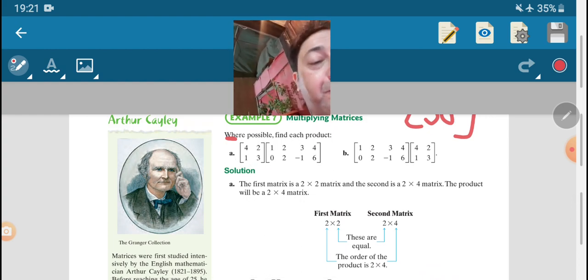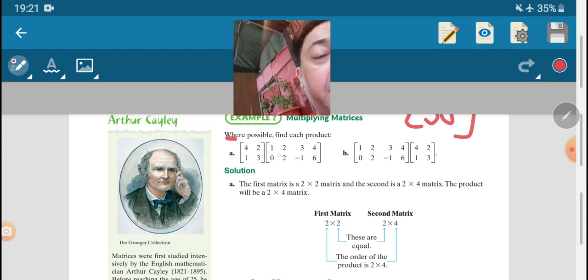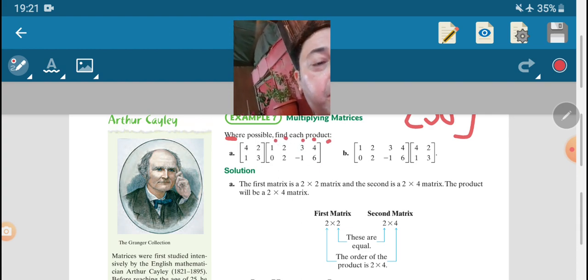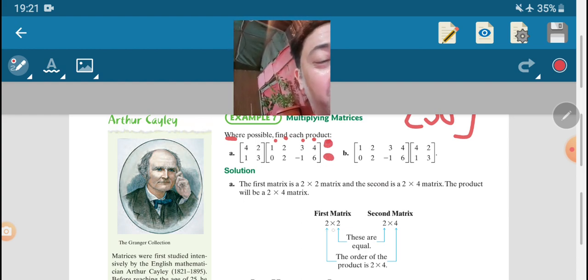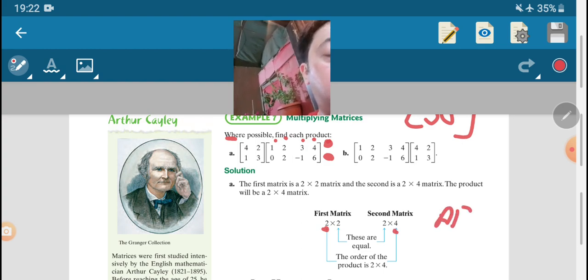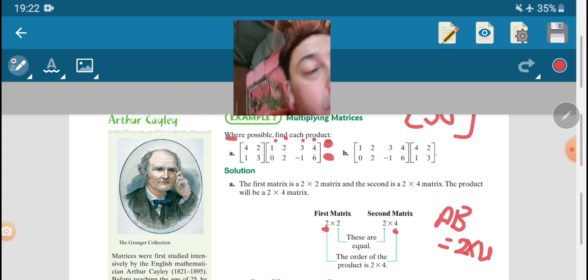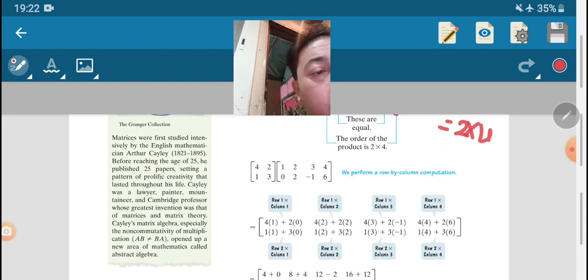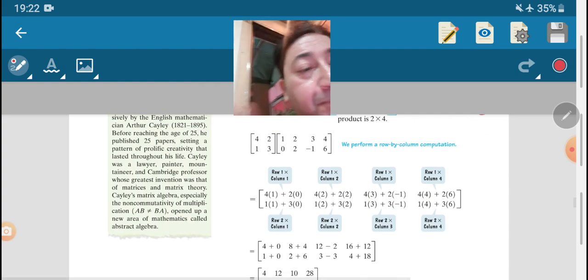In letter A, the first matrix contains 2 rows and 2 columns, 2 by 2. The second matrix has 2 rows and 4 columns: 1, 2, 3, 4 columns. Yes, we can multiply, because the inner dimension here is 2 and 2. And we know that the resultant A times B becomes a matrix 2 by 4. Let's see how to multiply them.